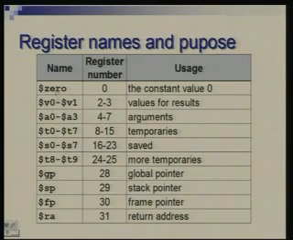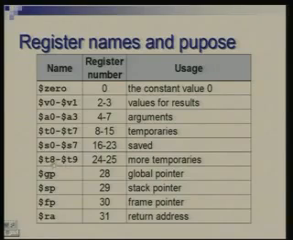Then the next few are for parameter passing. V0, V1 are numbers 2 and 3. They are used for returning values. A0 to A3 are for passing values into the procedures, and they are numbered 4 to 7. Then we have T0 to T7. These are temporaries. S0 to S7 are saved temporaries.